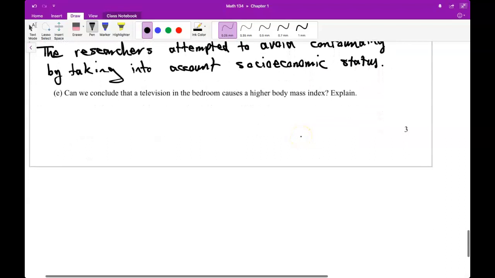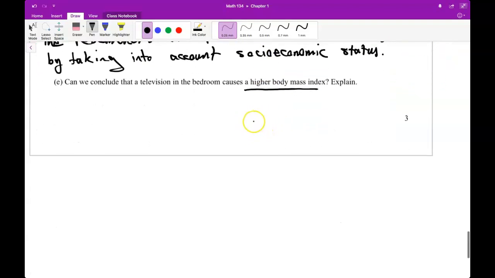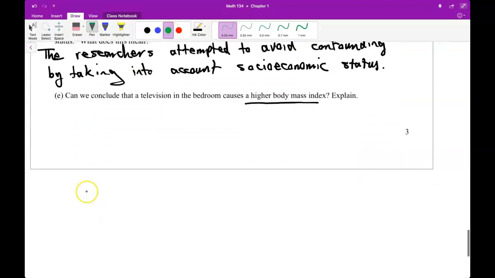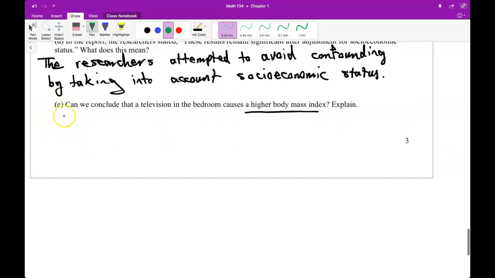Okay, part E. Can we conclude that a television in the bedroom causes a higher body mass index? Based on what we had here, lurking variables, we may have other reasons for that. So the answer for this part should be no, because this one is an observational study. So we have an association between having a TV in the bedroom and this outcome. We don't have causation.